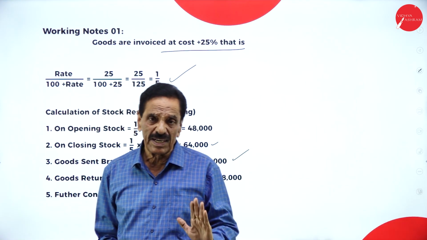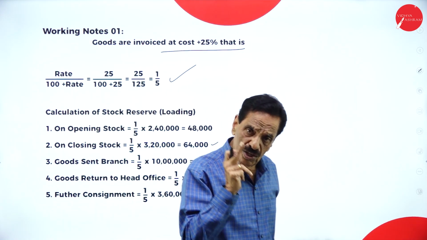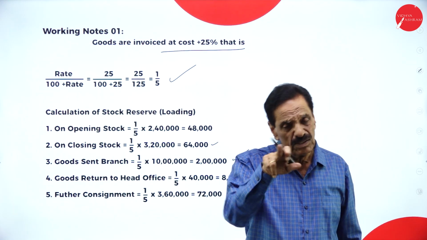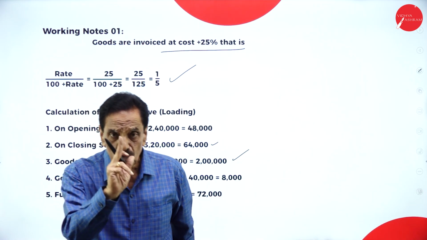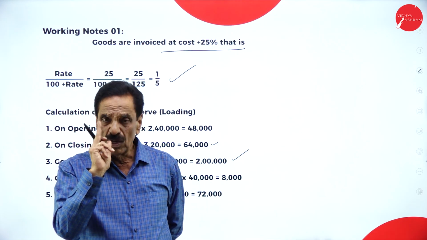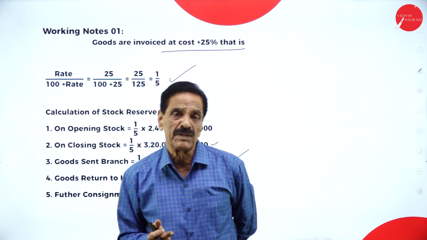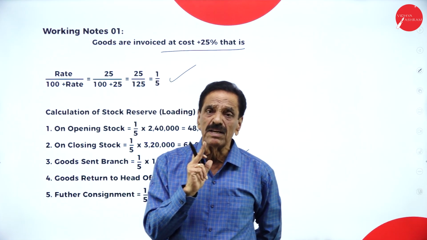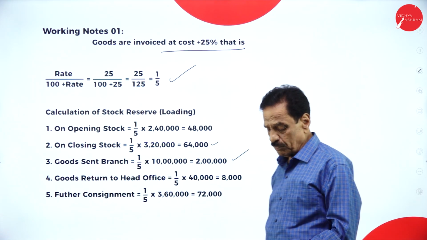So you have to calculate stock reserve: one on opening stock, one on closing stock, one on goods sent to branch, one on goods returned by the branch, and one on further consignment, if they have got. Okay, this is the procedure. We'll move on to the problem now.